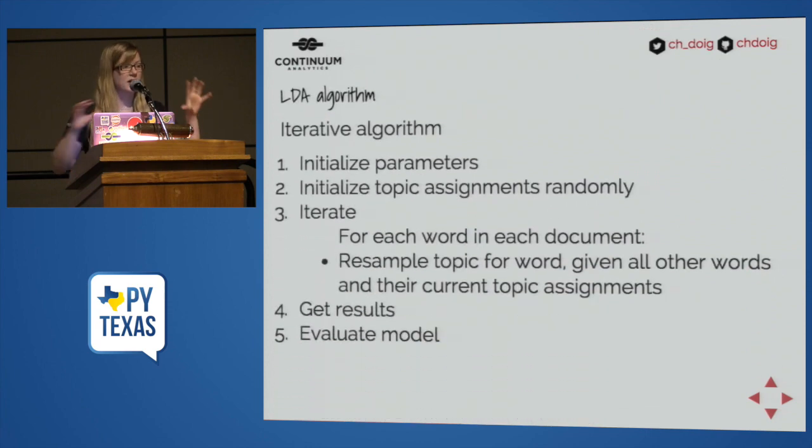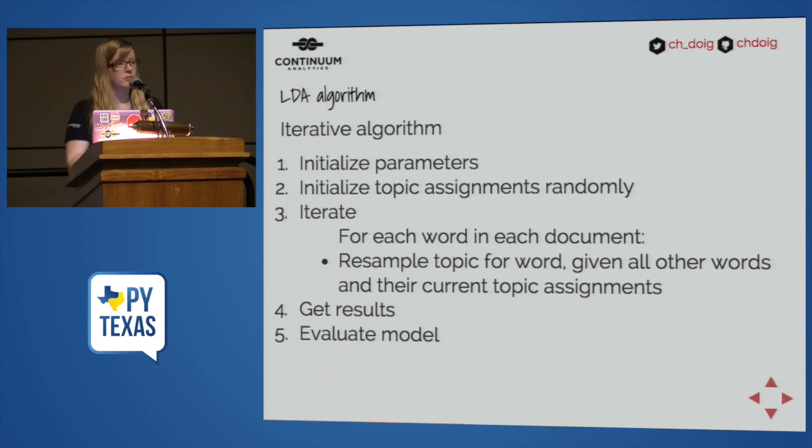So now that we've seen the inputs and outputs, we can navigate into what's in that black box. The LDA algorithm in that black box is an iterative algorithm where you start by initializing some parameters. You randomly assign the topics, and then you iterate for each word in each document. You resample the topics for each word, given all the words and their current topic assignments in the different documents. We're going to see each of these steps one by one so that we better understand them. Then you get the results, and then you evaluate your model.